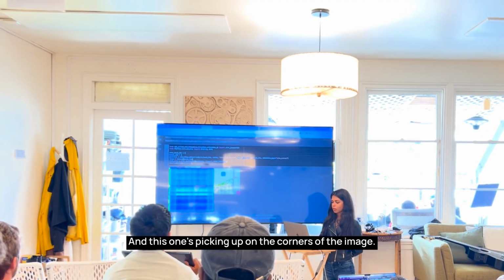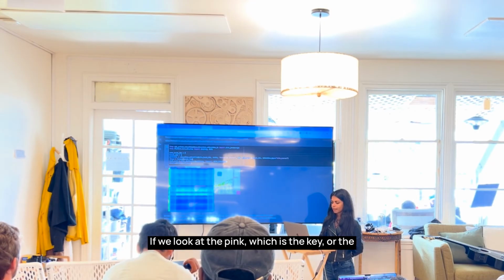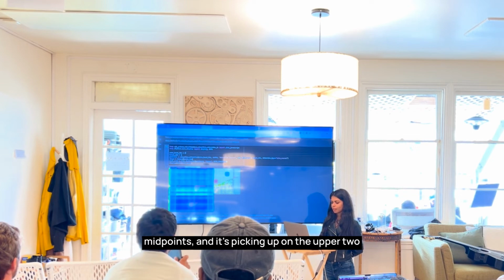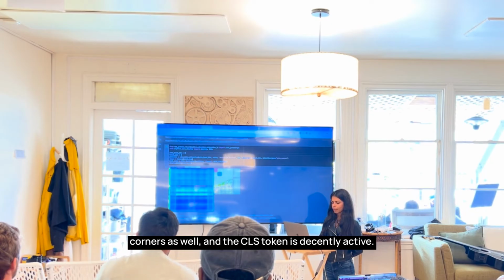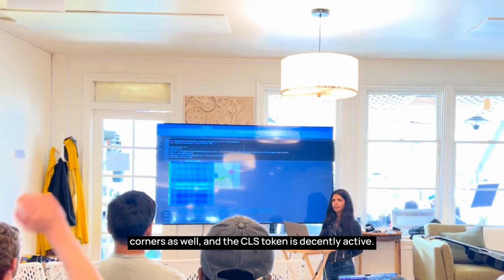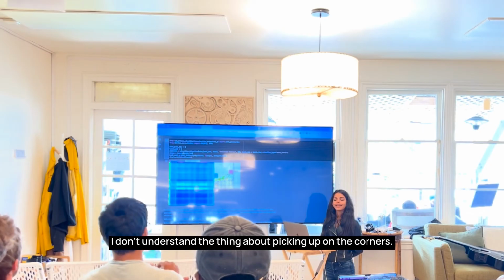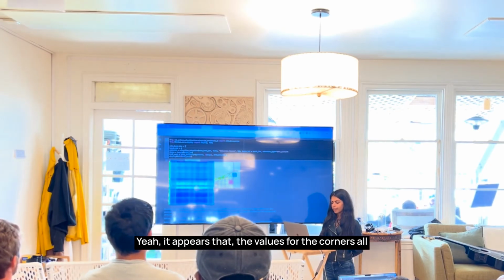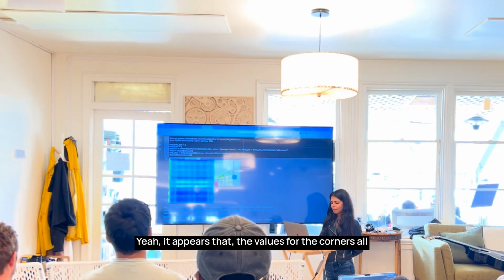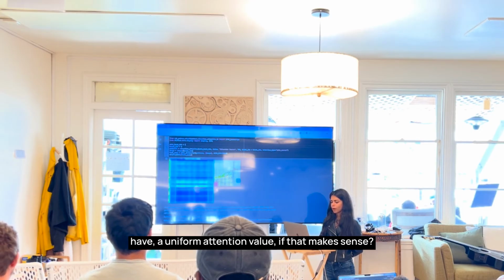This one's picking up on the corners of the image. If we look at the pink, which is the key or source, we can see that it's picking up on the corners, and right now it's picking up on the 2 midpoints, and the upper 2 corners as well, and the CLS token is decently active. Yeah. I don't understand the thing about picking up on the corners.